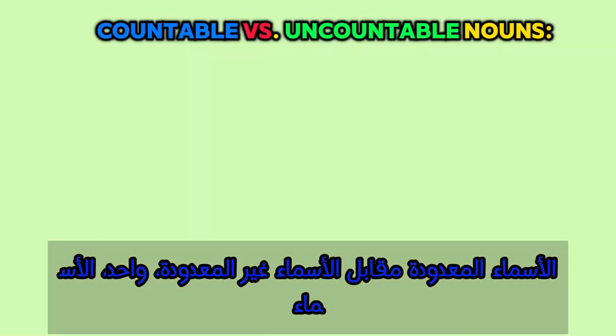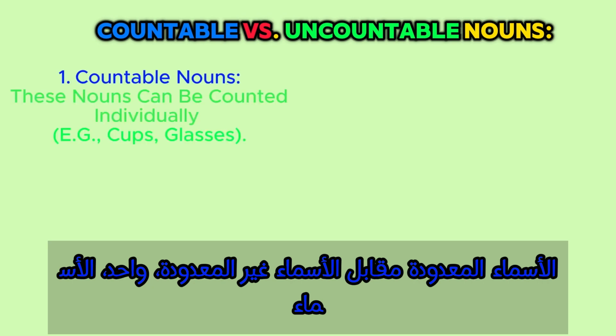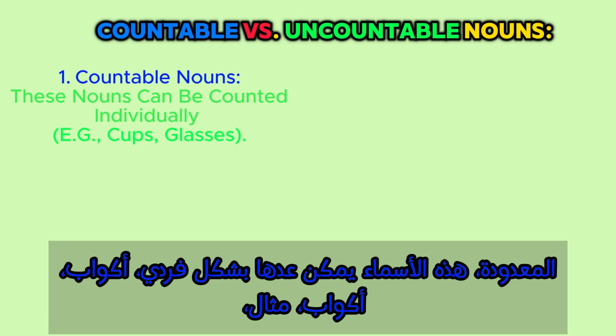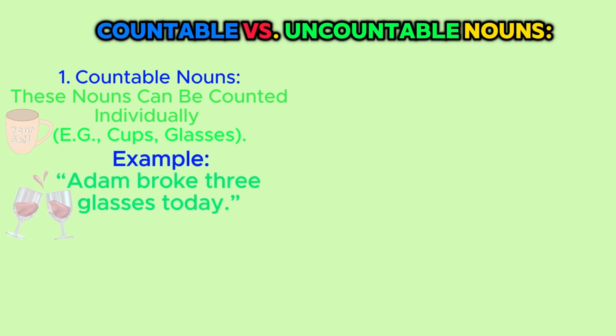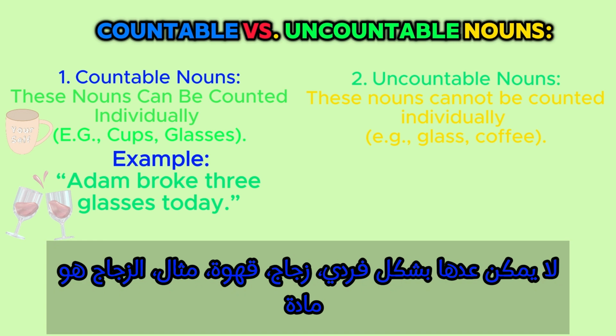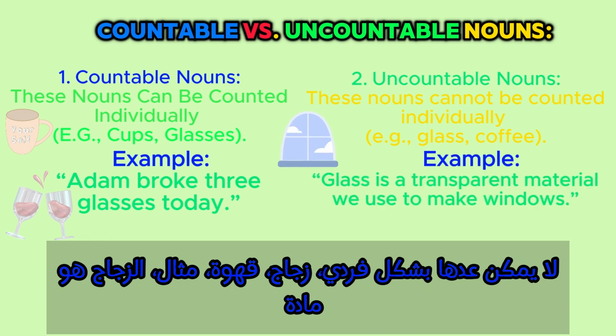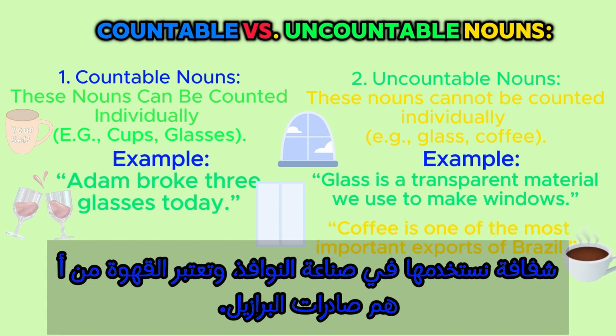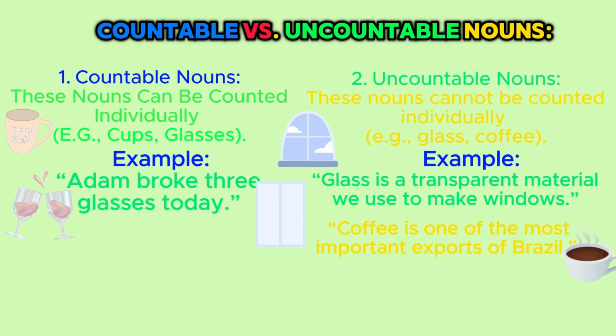Countable versus uncountable nouns. 1. Countable nouns. These nouns can be counted individually: cups, glasses. Example: Adam broke 3 glasses today. 2. Uncountable nouns. These nouns cannot be counted individually: glass, coffee. Example: glass is a transparent material we use to make windows. Coffee is one of the most important exports of Brazil.